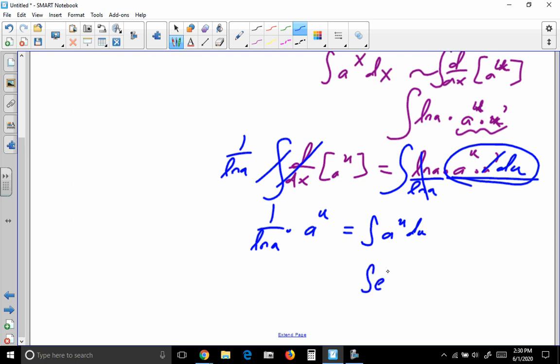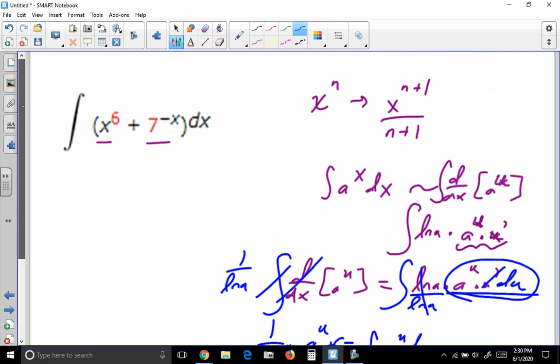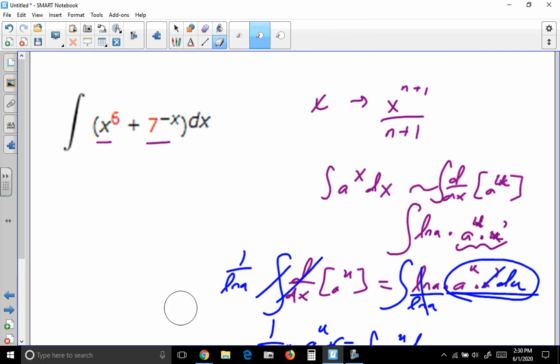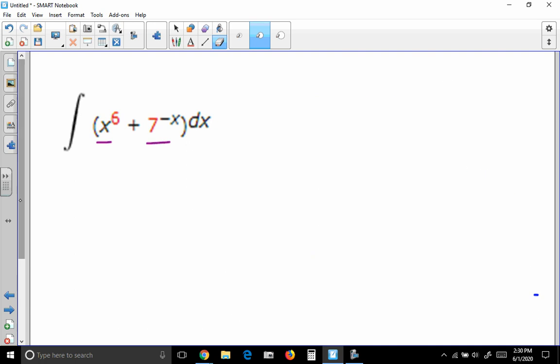Remember when we integrated e to the u du, that just was e to the u, and then plus c. Well, the integral of a to the u du is a to the u, but since we have a different base, instead of multiplying by ln of a, we divide by ln of a. Because it's not a derivative, it's an integral. It's the inverse, or the opposite. So, clear up that.